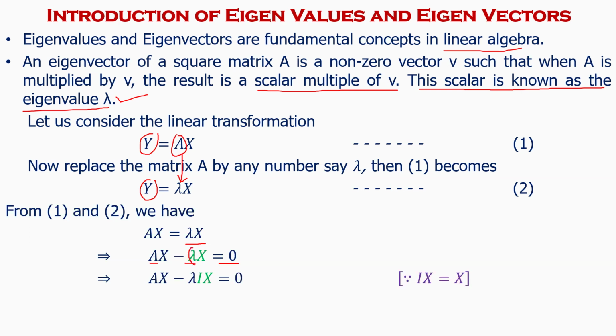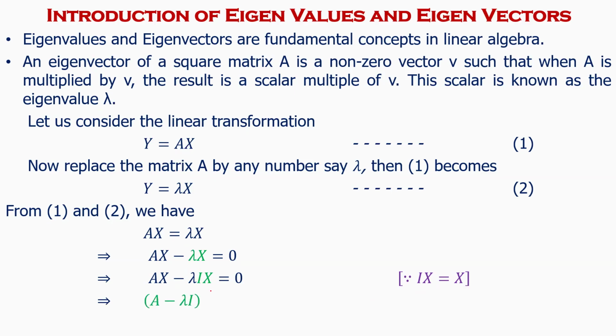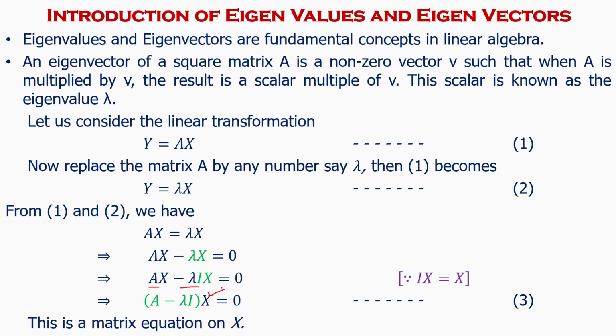Now this lambda can be written as lambda into I, where I is the identity matrix. Because we know that if we multiply any matrix by its identity matrix, we get the same matrix, like Ix is equal to x. Therefore, instead of lambda, we are writing lambda I. Now if we take x outside from these two terms, we get A minus lambda I, and x we have taken outside. This is a matrix equation in x.